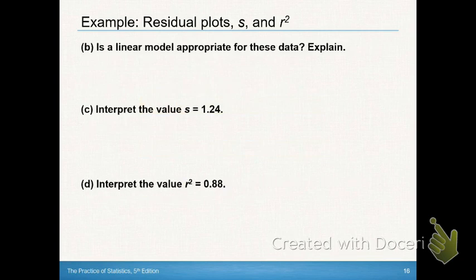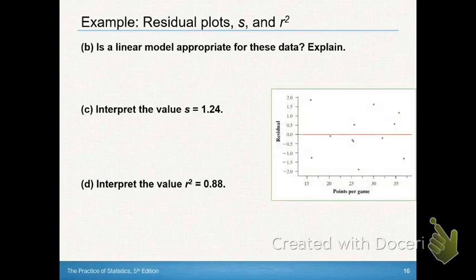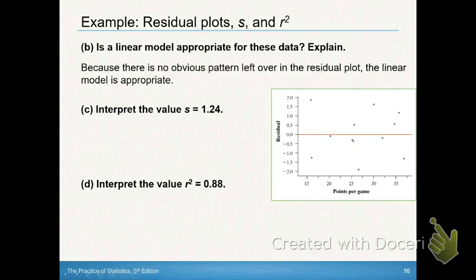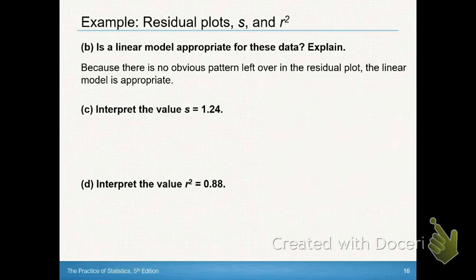Now we also have this data about the standard deviation and the coefficient of determination, and what those mean. So remember, we're looking at all of these things. We saw the scatter plot, and then we looked at the residual plot, and we didn't see an obvious pattern. We want our s value to be as close to 0 as possible. We want our R squared to be as close to 100% as possible. And now the interpretation.